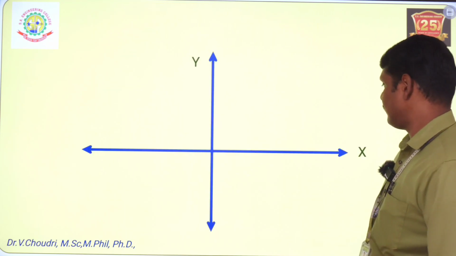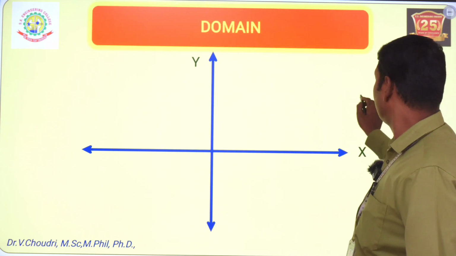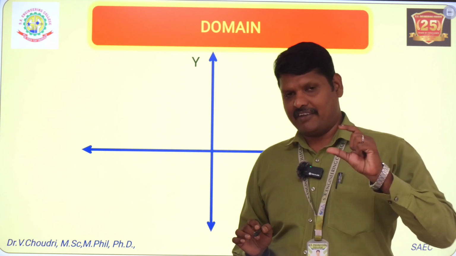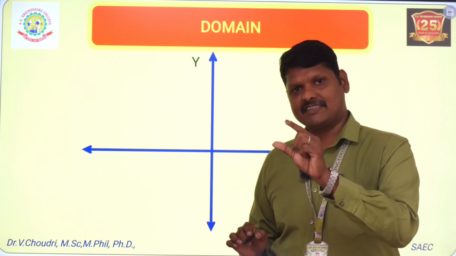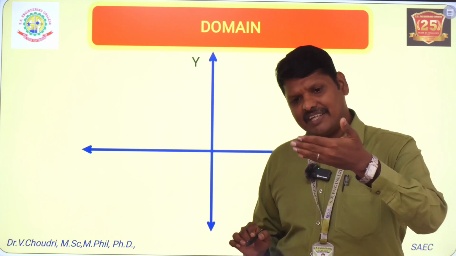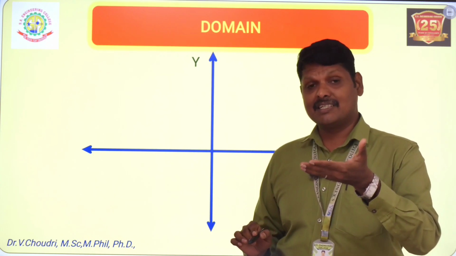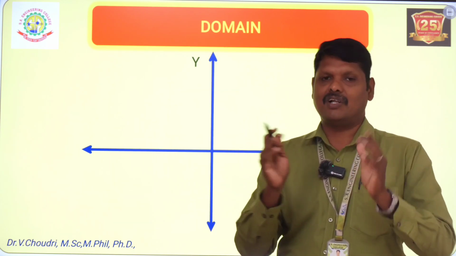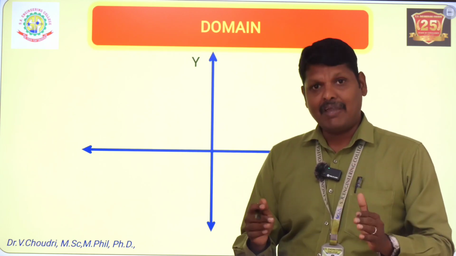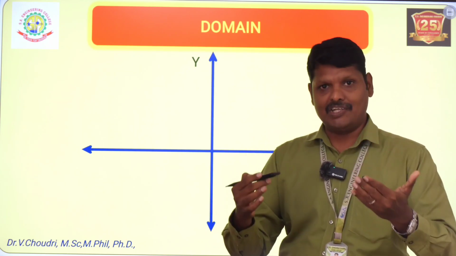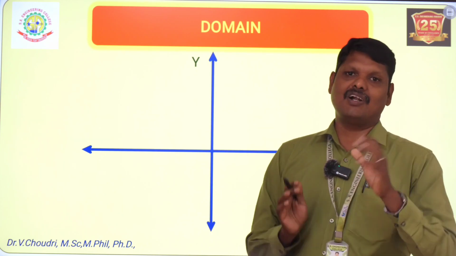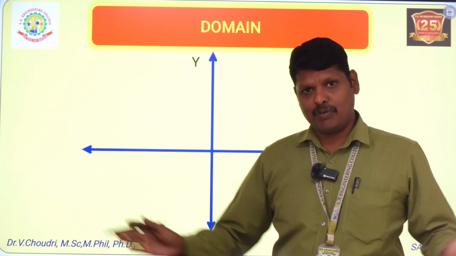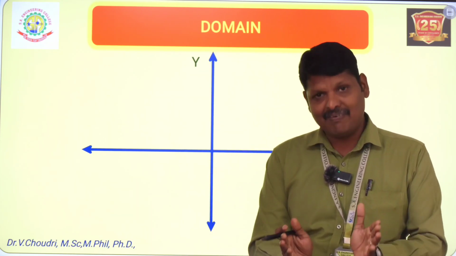Next, we come to the domain. Here, a function f of x, where f is a function of a single variable x. What are the input values? Points are taken only now. That is called the domain. Domain means we are providing the input values from a certain set. Sometimes domain values are taken widely, sometimes with a condition.